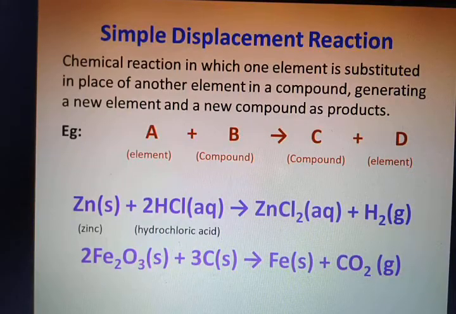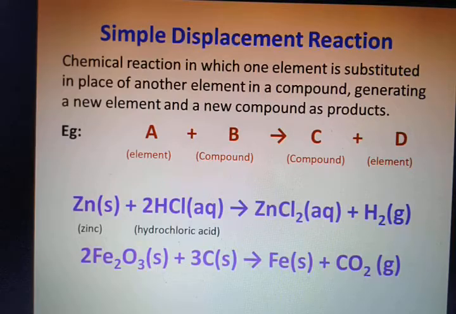Zinc in the solid state reacts with hydrochloric acid. Zinc is an element taken in the solid state. It reacts with hydrochloric acid, which is in the aqueous state. It's a compound. So what does zinc form? Zinc chloride. So zinc displaces hydrogen from hydrochloric acid to react with chlorine to form zinc chloride, and hydrogen gas will come out from the reaction medium. So zinc is displacing hydrogen from hydrochloric acid to form zinc chloride and hydrogen.